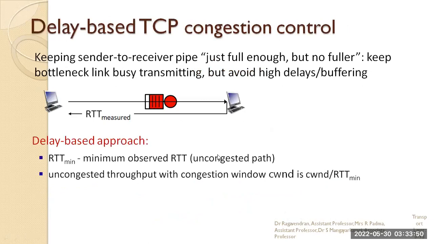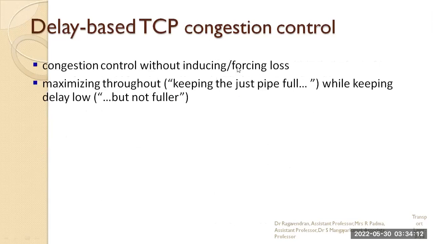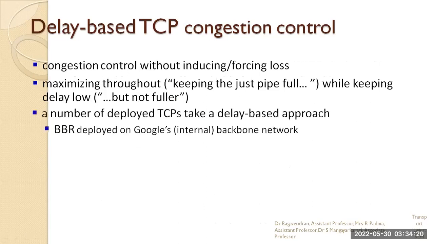So delay-based TCP congestion control keeps the sender-to-receiver pipe just full enough, but no fuller. Keep the bottleneck link busy transmitting, and avoid high delays. Delay-based approaches use RTT and the minimum observed RTT, giving uncongested throughput. Without forcing loss, it achieves maximum throughput by keeping the pipe just full while keeping delay low.